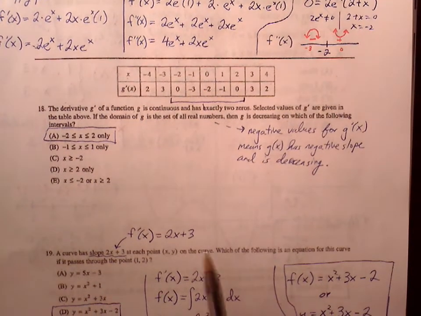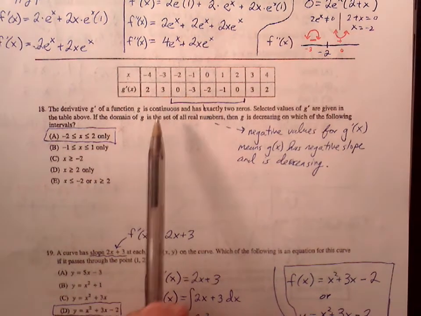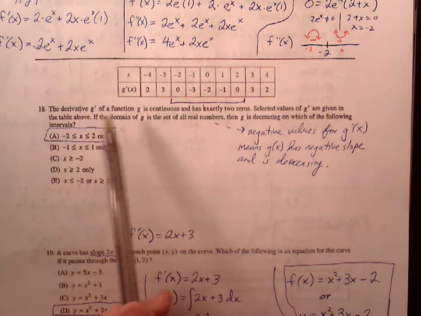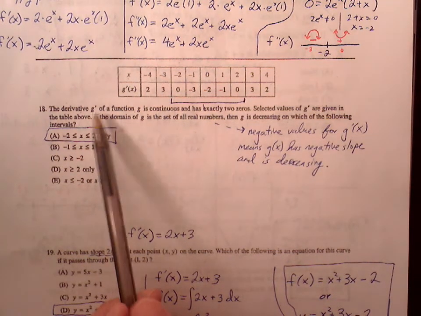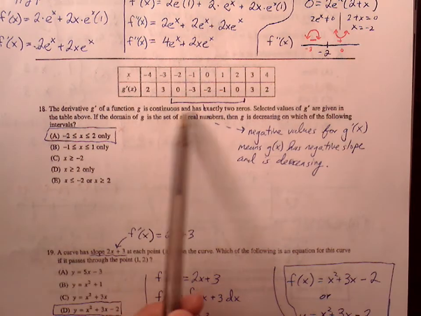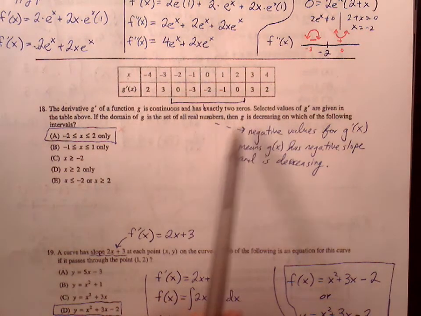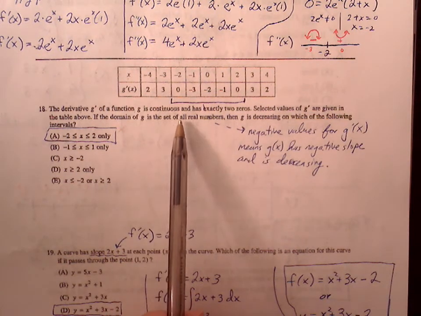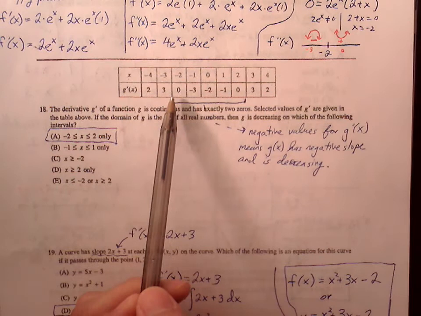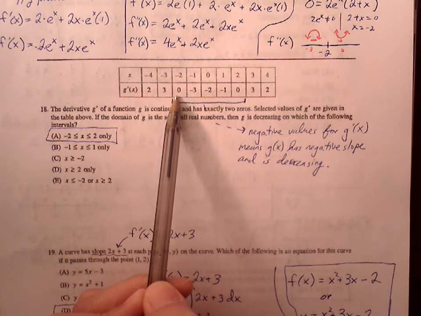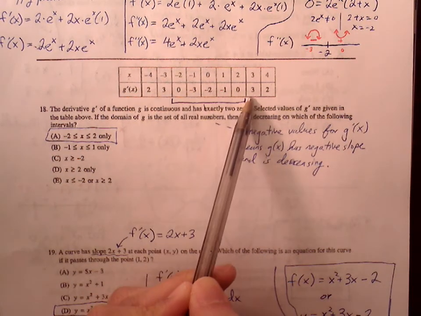Number 18, we have the derivative g prime. It's continuous and has exactly 2 zeros. So remember, g prime represents the slope of the original graph. Selected values of g prime are given. If the domain is a set of all real numbers, then g is decreasing on which of the following intervals. So when g prime is 0, that means these are places where slope is 0. All right, slope is 0.